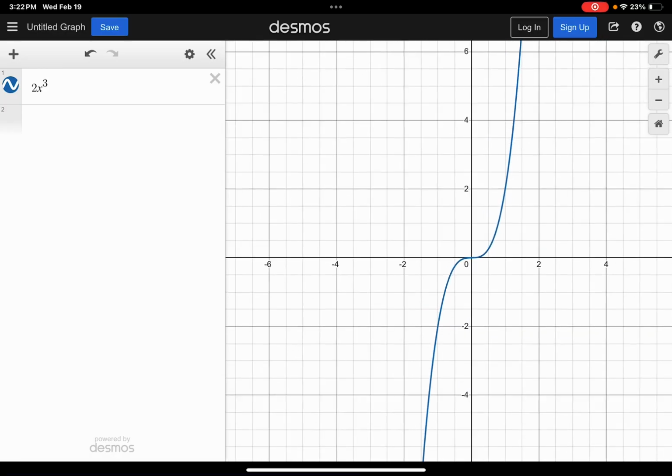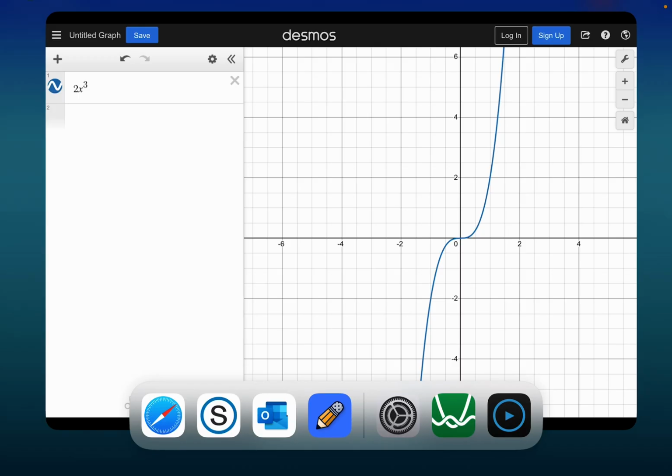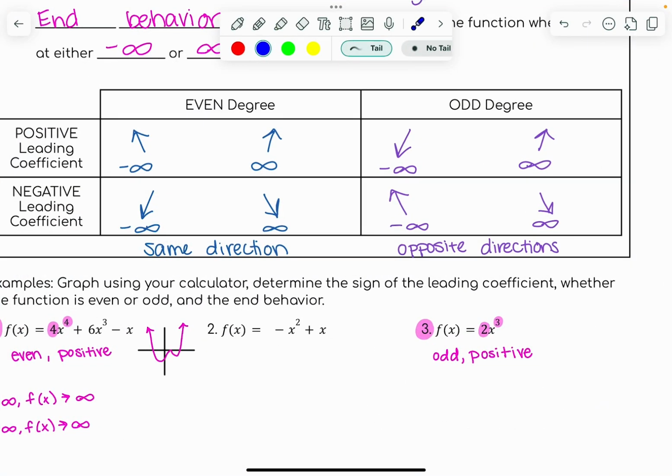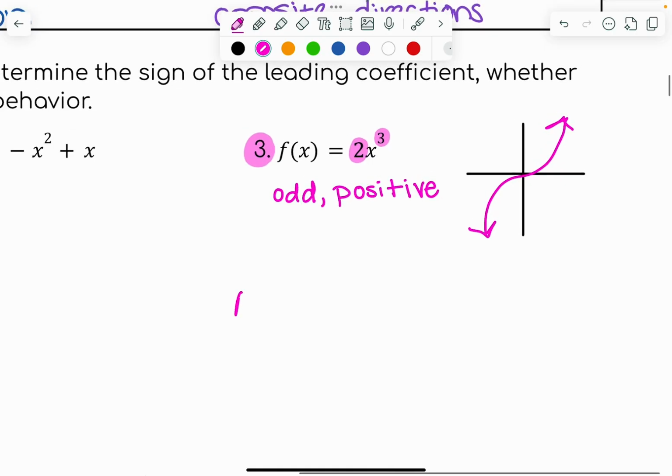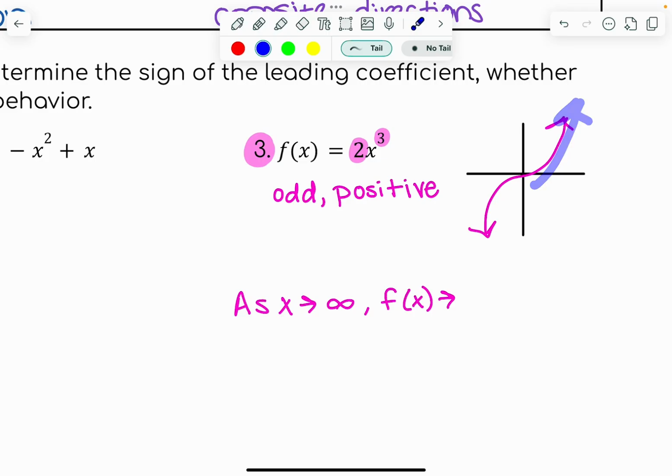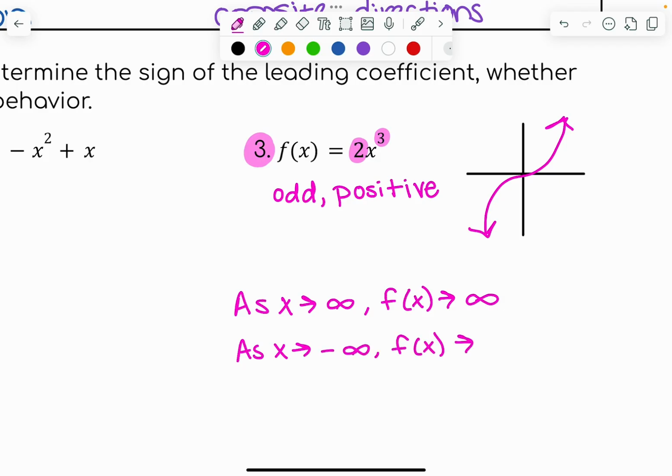So here's my graph. I'll draw a rough sketch of that graph here. So in this case, I'm going to say as x approaches infinity, what is f of x doing? Well, it's going up. And as x approaches negative infinity, the function is doing what? Well, it's going down.